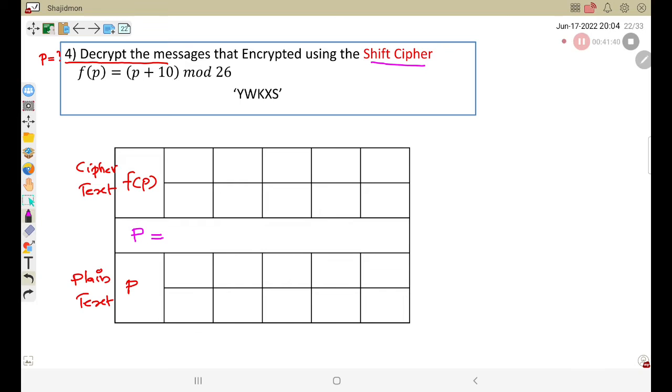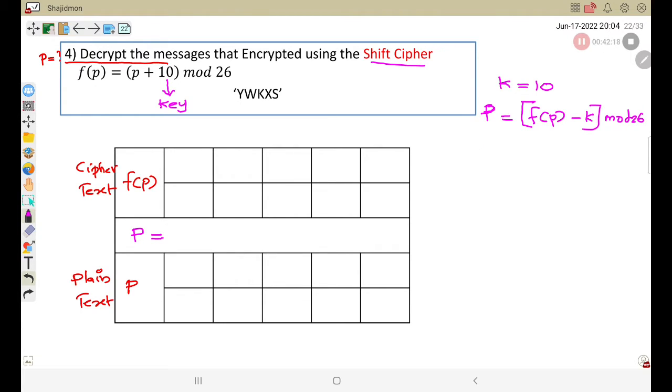Because our question is how to calculate P, the plain text, that was encrypted using this shift cipher. For the encryption part we used this rule. What is the key number here? 10, correct? Key number K equal to 10. It is already there in the question. P plus 10 mod 26 is for encryption, F of P. But our question is decryption, so be very careful. What is the rule for decryption in shift cipher? P equals F of P minus K mod 26.